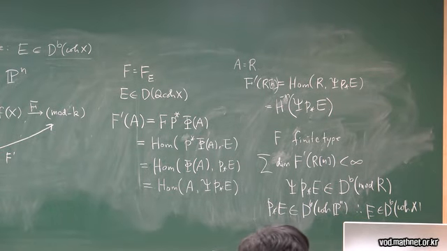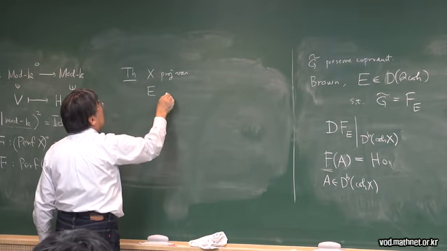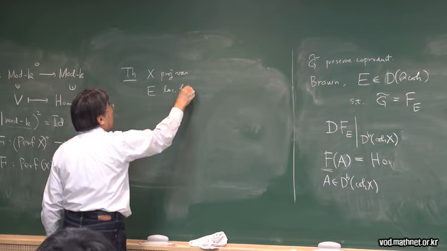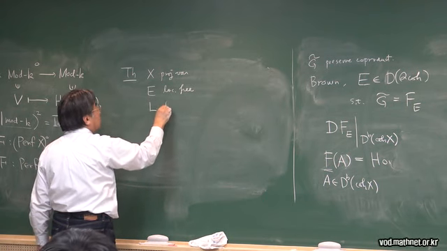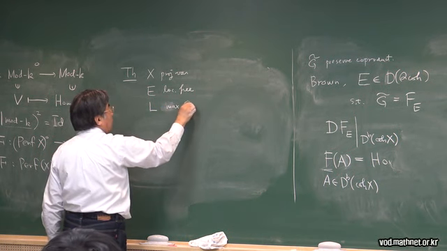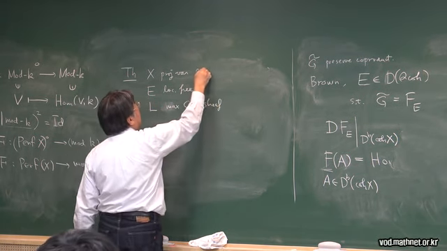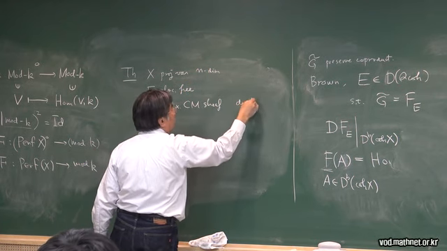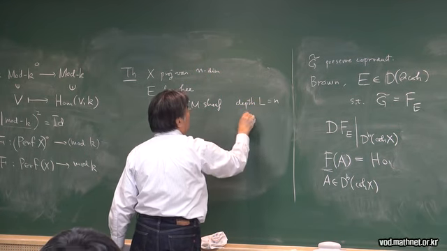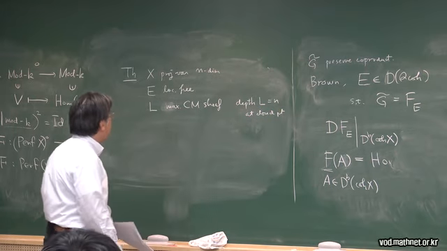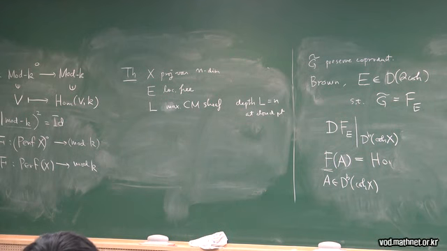So I will just state what I proved. Now it is the following. X is a projective variety, and suppose E is a locally free sheaf, and suppose L is a maximal Cohen-Macaulay sheaf, so that means if it is n-dimensional, then the depth at the closed point is n. Something like this. Actually this F is obtained from L by non-commutative deformation.